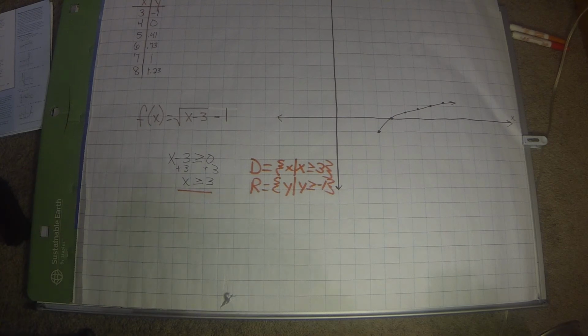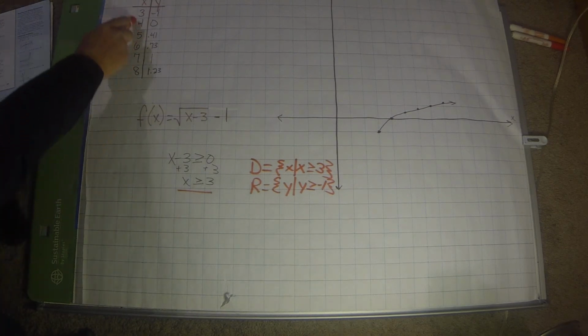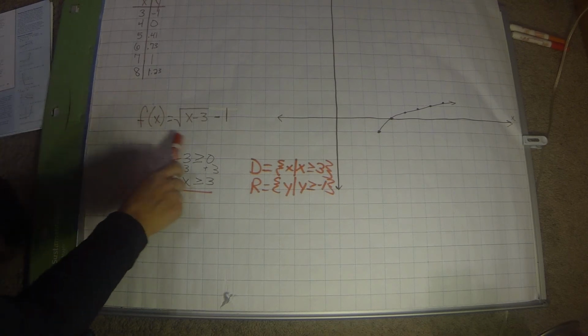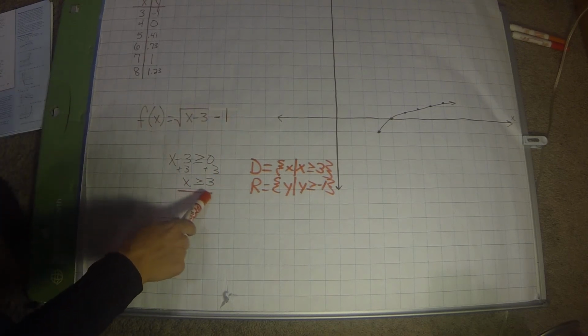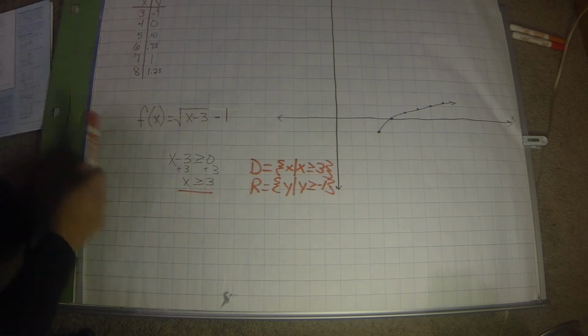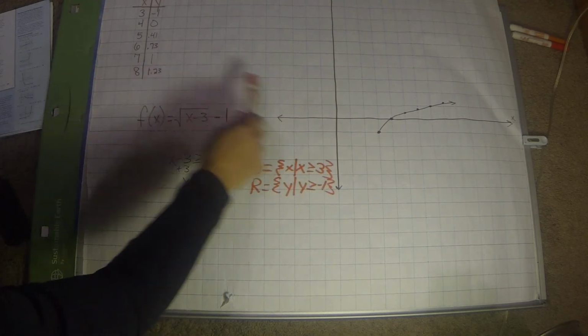And you should be able to see the graph. Our chart here, this is our function. Here we know that x has to be greater than or equal to 3. That's where we can start. And then here we just graph those points.